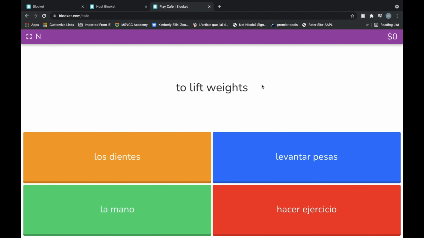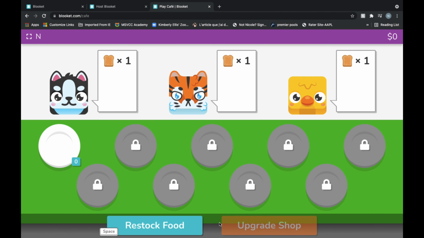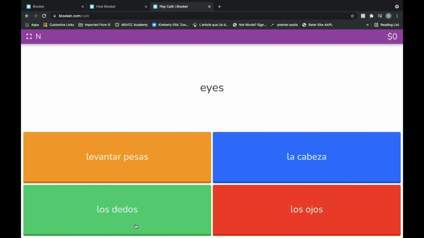Cool. Okay, they have to restock food in order to feed their clients. So here, how do you say "to lift weights"? Click on levantar pesas. So levantar pesas is the way to say to lift weights. But let's say they don't know the answer and they put la mano. It's wrong. And it tells you the answer, levantar pesas. So you get to go again. Still need to restock food.